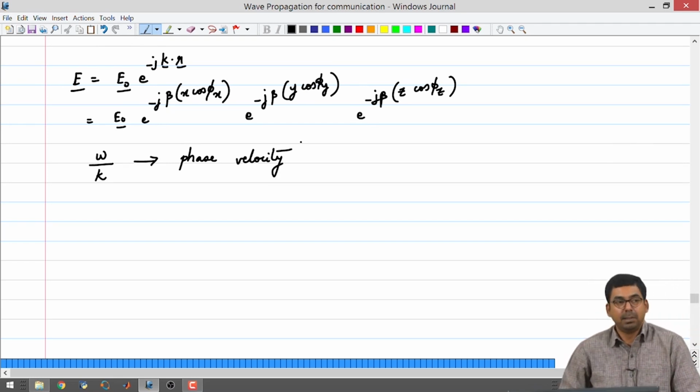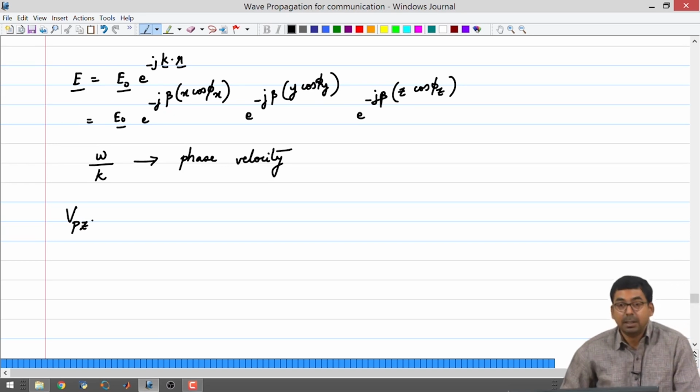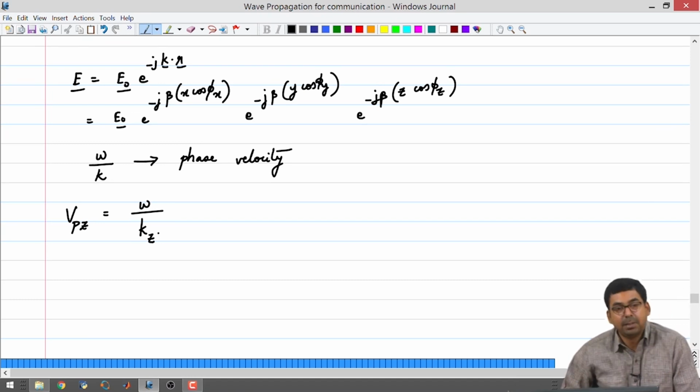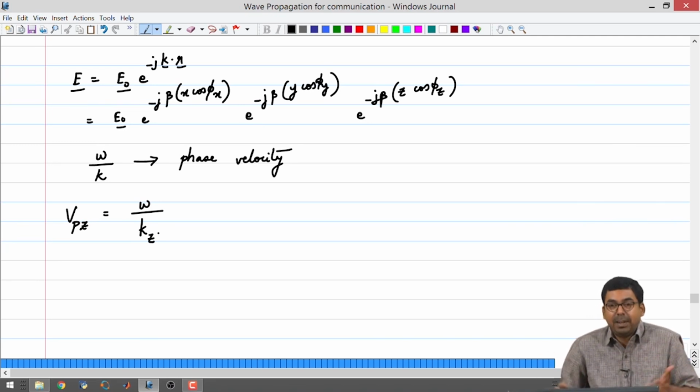Omega divided by k is phase velocity, right. And it is represented by, say, v suffix p. Suppose I want to find out the velocity along the z direction, the phase velocity along the z direction, the z component of it. So, I can just write this down as omega divided by kz. Remember that omega is in radians per second. So, it is not a vector quantity or anything, but the denominator is k.